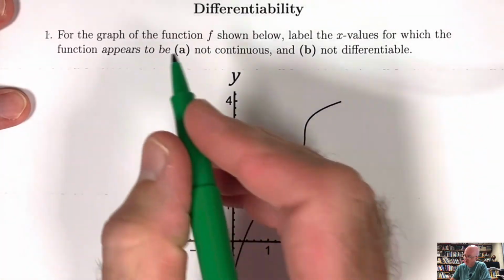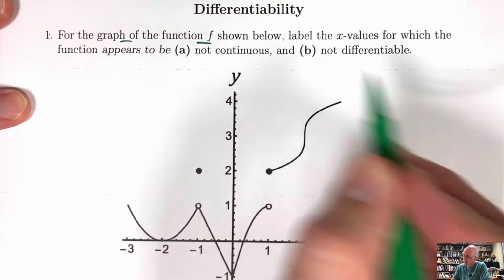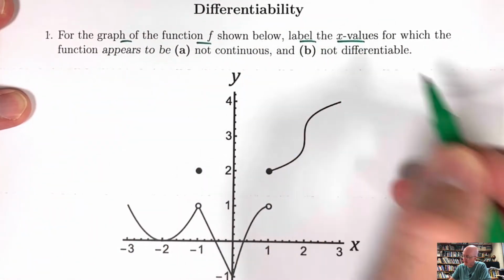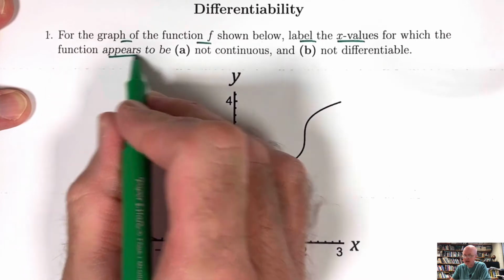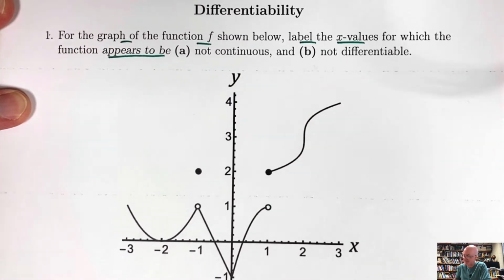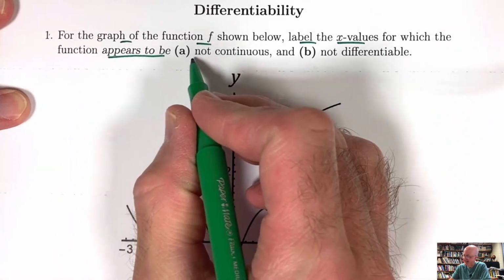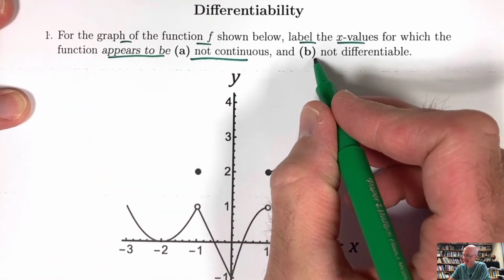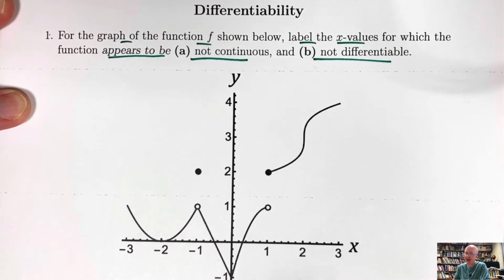Problem 1 says, for the graph of the function f shown below, label the x values for which the function appears to be, not guaranteed because it's just a graph, but appears to be, based on how it's made, part A, not continuous, and part B, not differentiable. Okay, continuity is pretty easy. We've talked about this before.